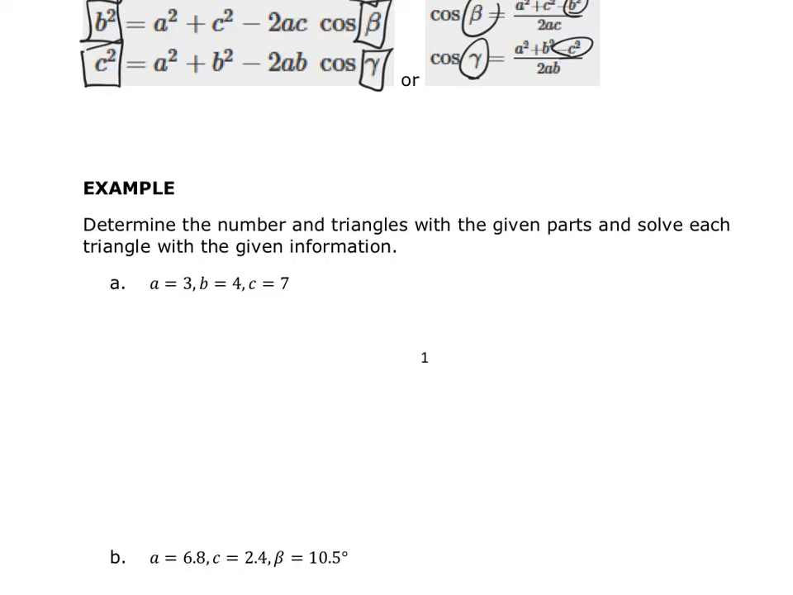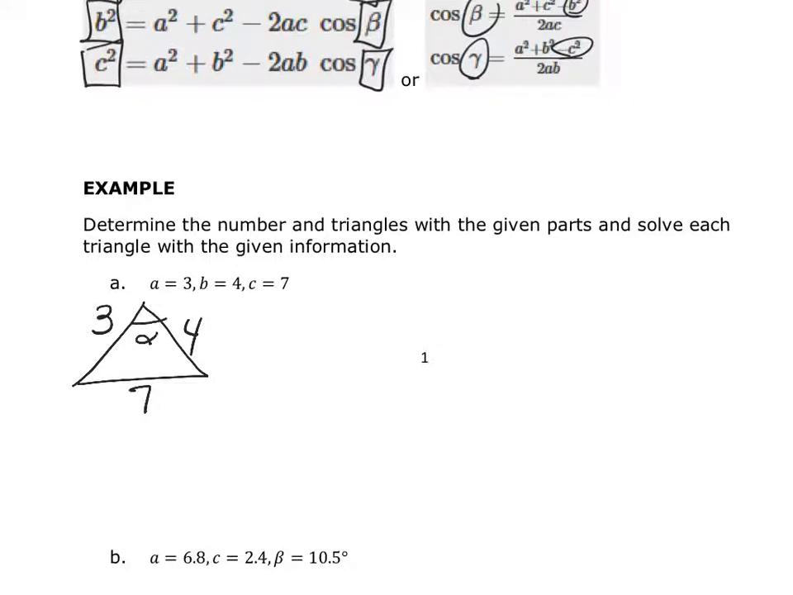So for this one, they're asking me to find all of the angles. I cannot use the law of sines because I have no angle. When you're asked to find all of the angles and you are given only the sides, you start with the largest side first. Otherwise, you may end up with round-off error. Not drawn to scale. 7, 4, 3. However you want to do it. It doesn't matter. It's not drawn to scale.